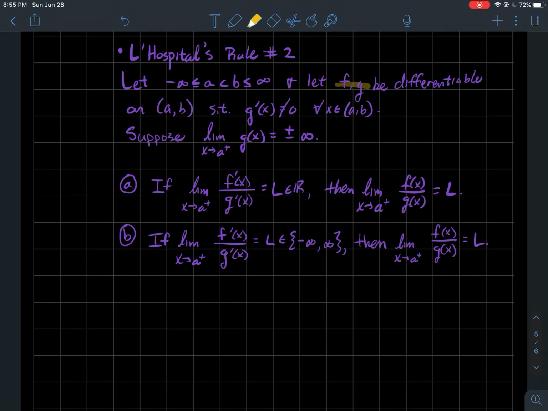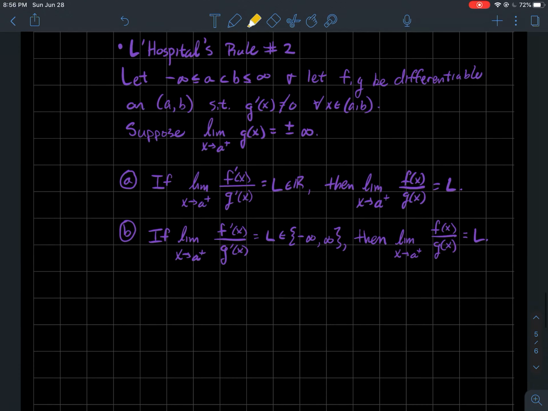And let's have two functions, f and g, that are differentiable on the open interval between a and b. We're also going to assume that the derivative of g is non-zero for every x between a and b. We're finally going to suppose that the limit as x goes to a from the right of g is plus or minus infinity. In the proof, we're going to do plus infinity. I'll remind everybody of that as we go.